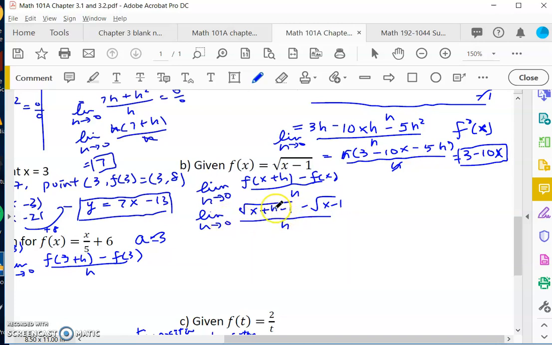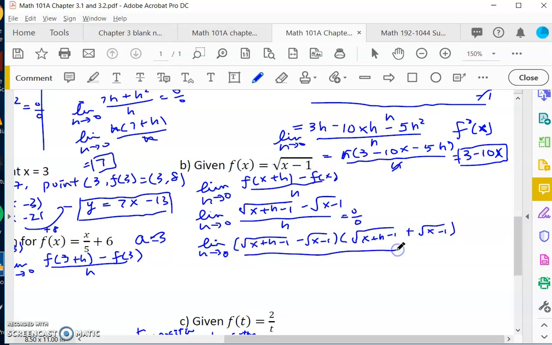So this is something we can take the limit of, plug in 0, but that would be 0 over 0, right? So we have to do some factoring. Do you see that it is a radical? If it's a radical, we can rationalize it by multiplying by the conjugate. The conjugate is the same thing, square root of x plus h minus 1, but plus the square root of x minus 1, divided by h.